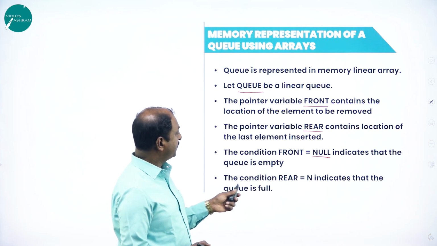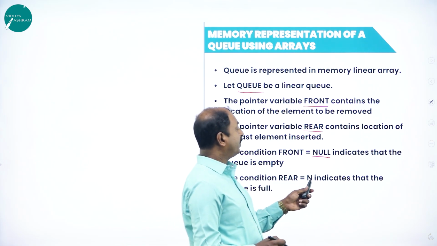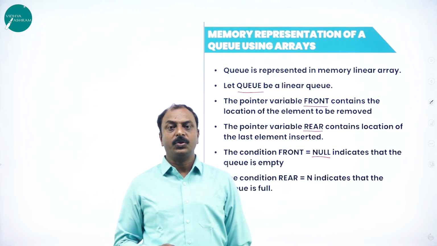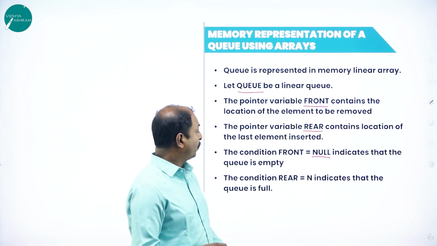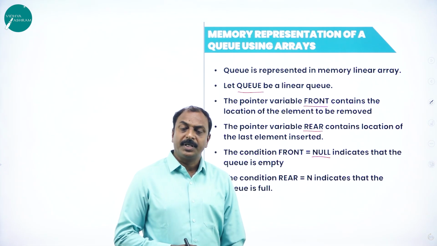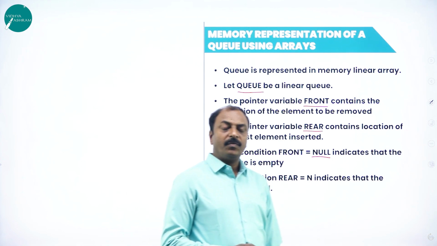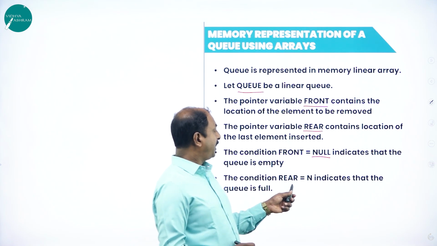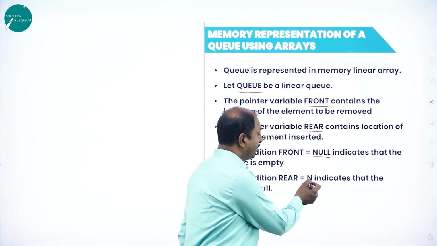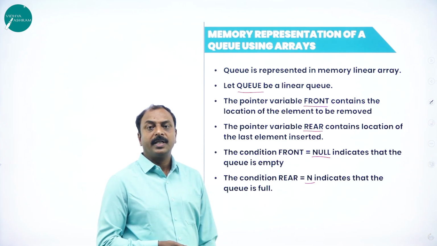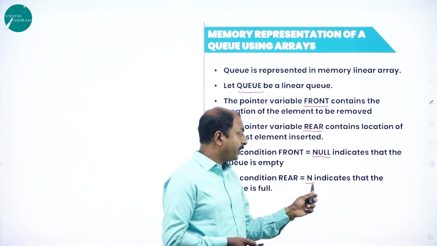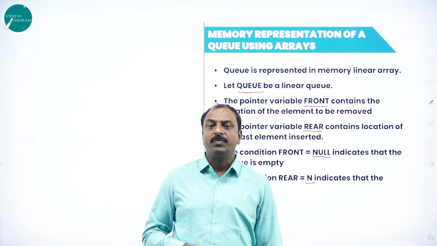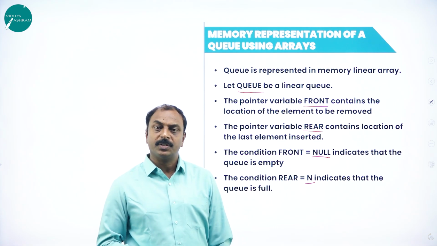And now look at this condition. The condition rear equals n indicates that the queue is full. How can we make out whether the queue is full or not? By looking at the rear pointer. The rear pointer is the place where we can insert a new data item into the queue. Here, if rear is pointing to n, which is the size of the queue or length of the array, if these two are equal, then the queue is full. We cannot insert any new data item into the queue.